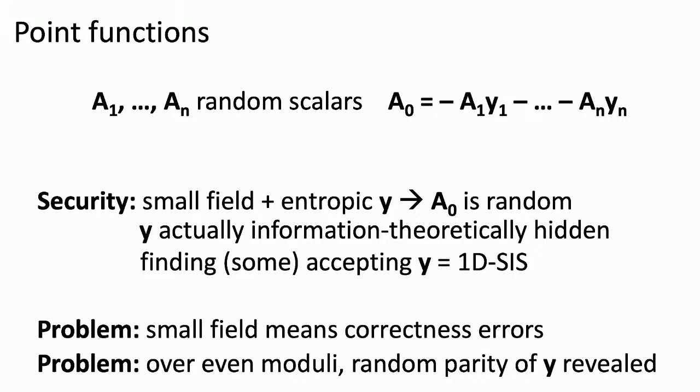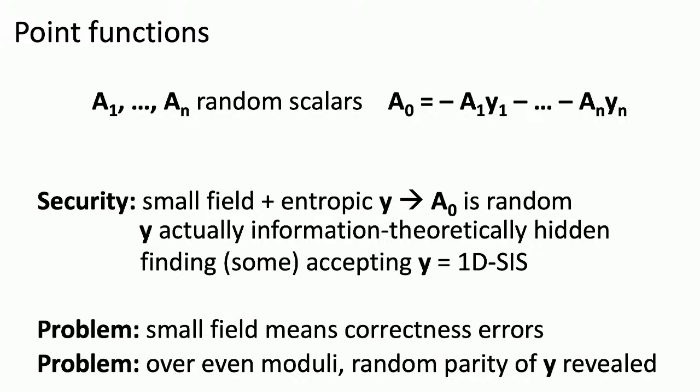For example, if your definition of security is that the obfuscation hides the point, then this is actually information theoretically secure, at least for an appropriate size of your underlying ring. It's just the leftover hash lemma. You're taking a random vector a1 to an, computing the inner product with your y, and giving you the output. This is statistically close to random if your ring is small enough. So I'm actually information theoretically hiding y.